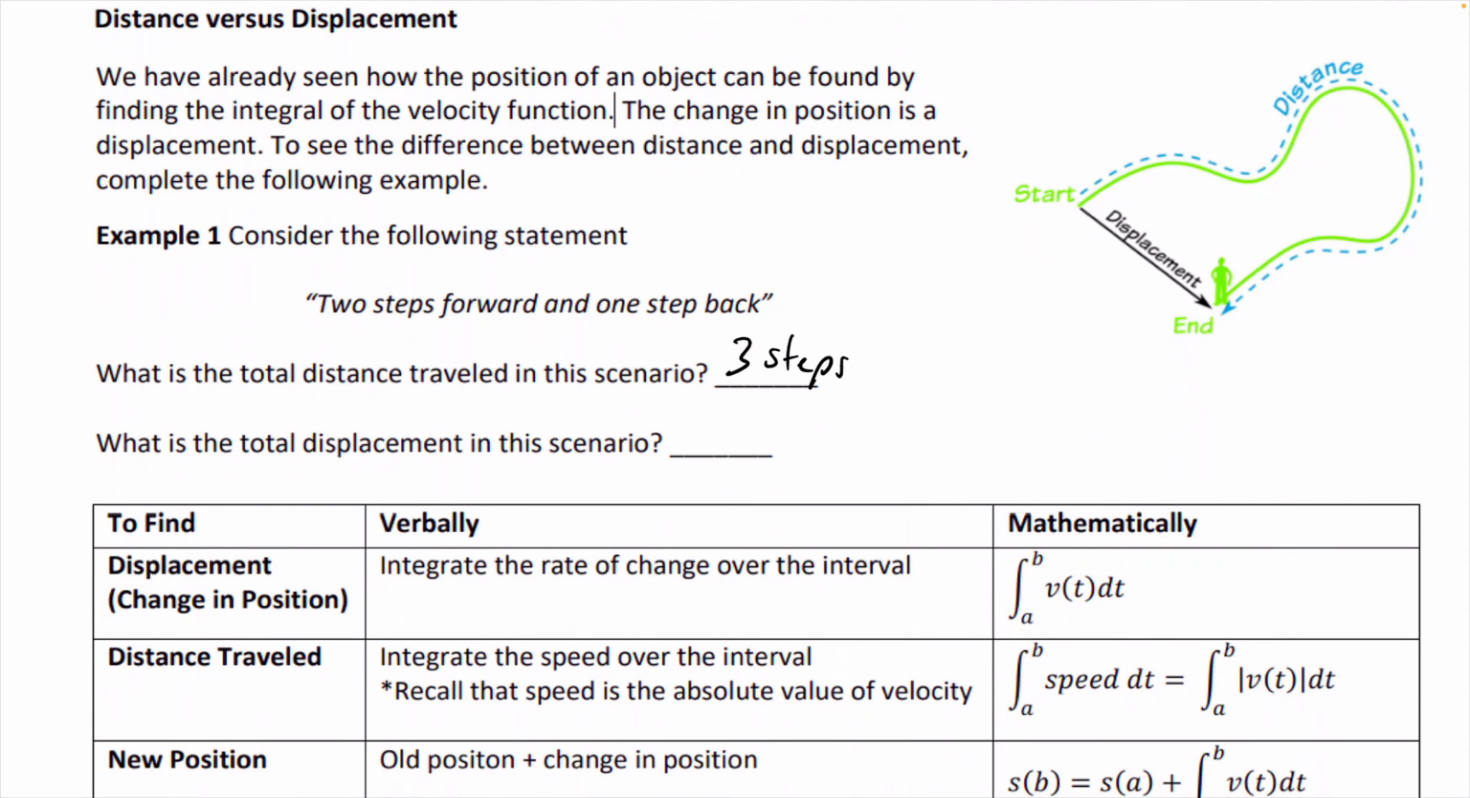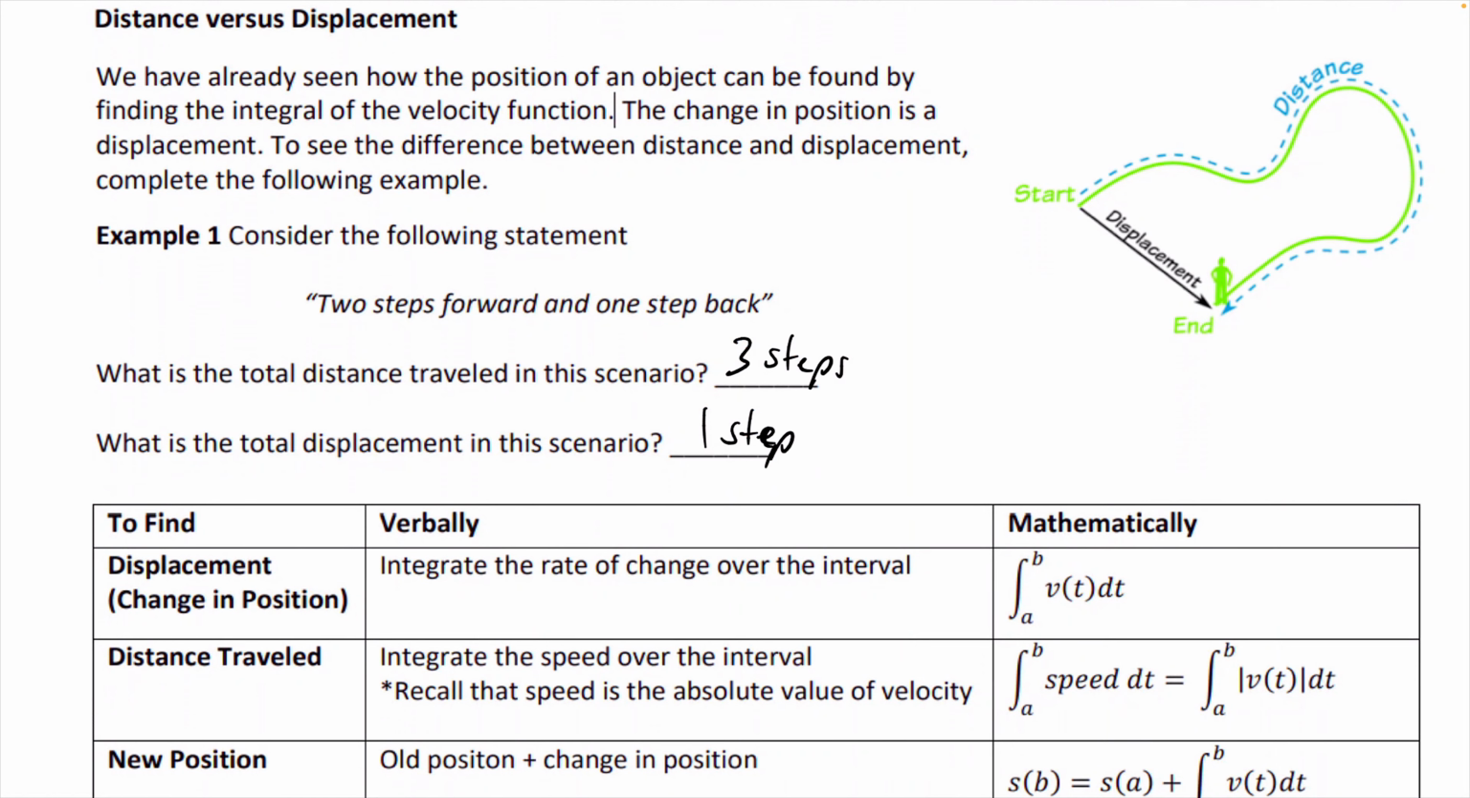Net, what is the total displacement? Displacement means net. So in other words, how far are you from where you started? If you took 2 steps forward, I'm 2 steps away from where I started, but then I took 1 step back. So how far am I from where I originally started? 1 step, right? So that's the difference.